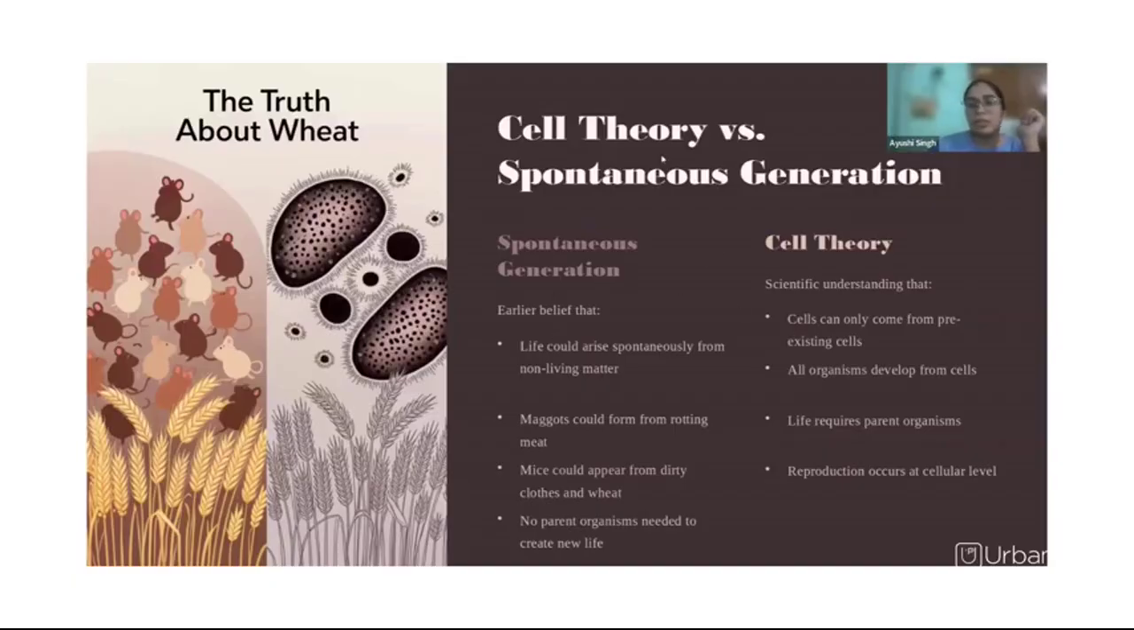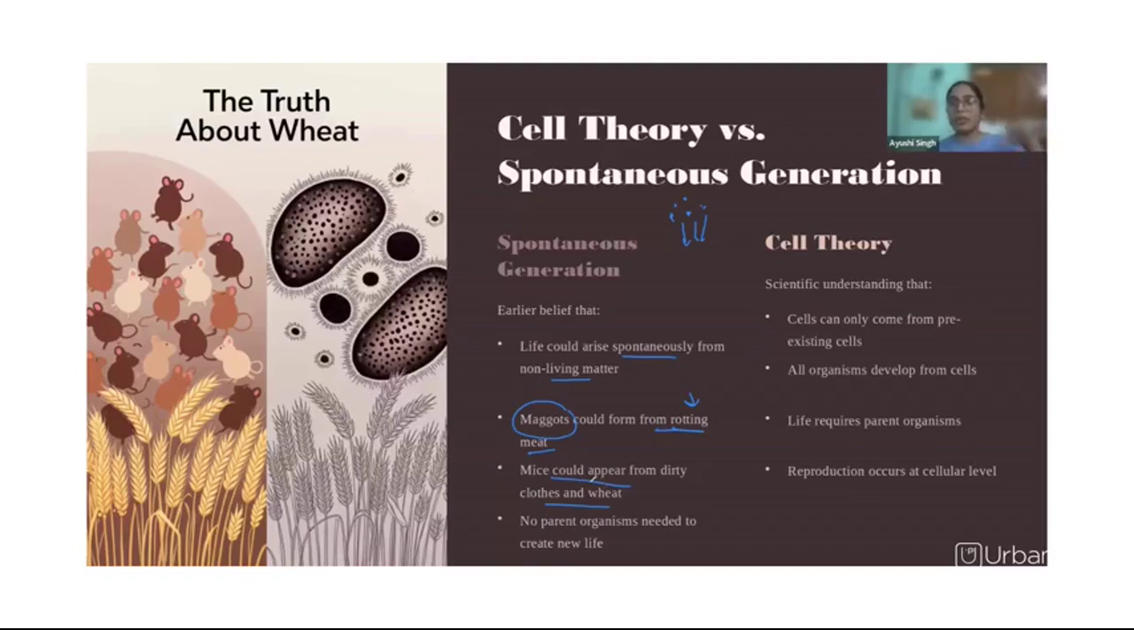Again, spontaneous generation. So cell theory we know, right? Now let's talk a little bit about spontaneous generation. Earlier people used to think that life could arise spontaneously from non-living matter. They thought that maybe carbon or different kinds of elements or molecules combine together to form life. Maggots could be formed by rotting meat. People thought that maggots were coming into life with the help of rotting meat. Mice could appear from dirty clothes and meat.